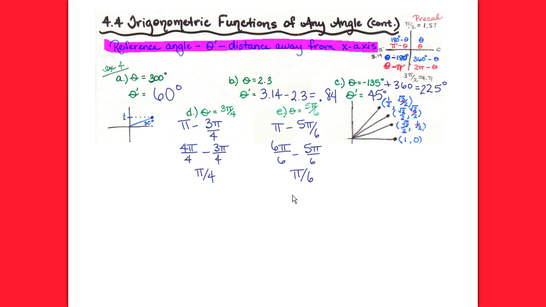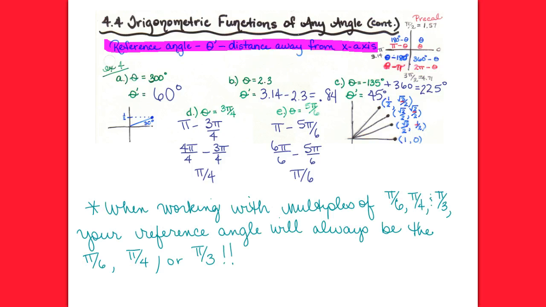Now, we don't say this very often, but this is one time where we're going to prefer to work in radians rather than degrees, because finding a reference angle in radians is a lot easier than in degrees. Here's why. If you have a multiple of pi over 6, pi over 4, or pi over 3, and those are the only ones we work with on the unit circle, right? So if you have a multiple of one of those, your reference angle will always be pi over 6, pi over 4, or pi over 3. What do I mean by that?